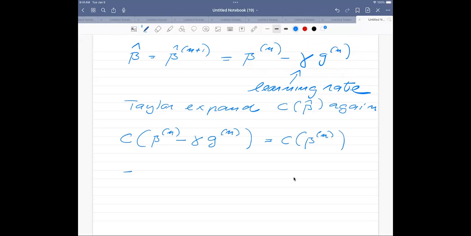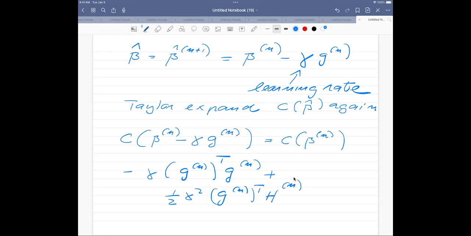And then I have minus, and I have a gamma, and then I have this G, evaluated at iteration n, transpose times g of n. So now instead of putting beta, I'm plugging in this gradient which I have in the expression for beta. And then I have plus 1/2 of gamma squared, and then I have g of n transpose times this Hessian matrix. This is the second derivative. Remember that. So that has to be there, like that. And then we truncate at the second order here, at the second derivative.